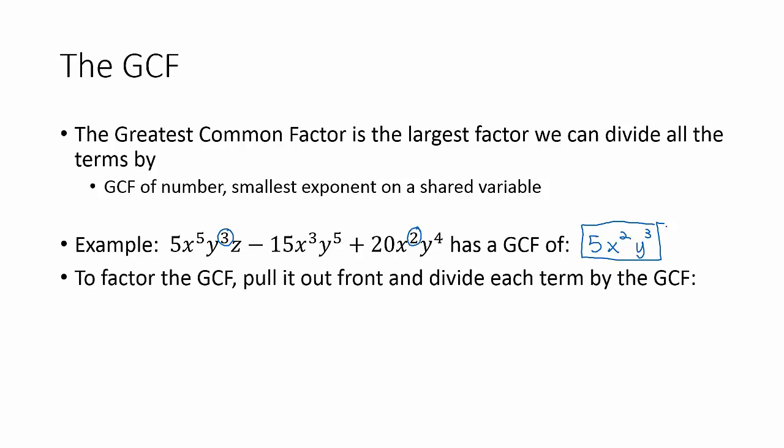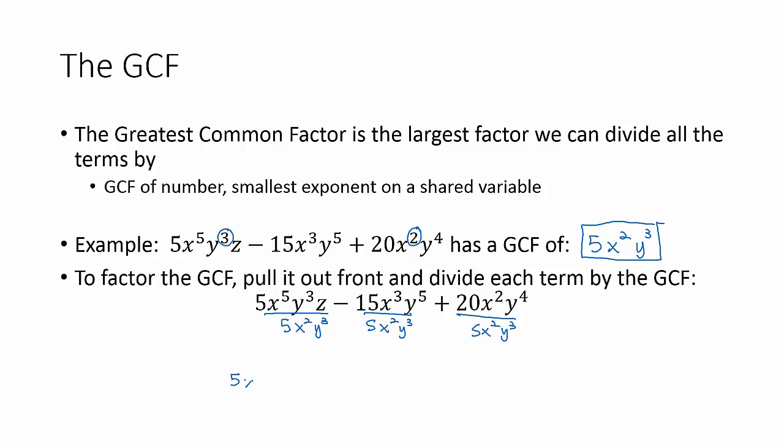Once we've identified that greatest common factor, we can actually factor it out by dividing each term by that greatest common factor. What we're really doing here is reverse distributing. Here's my original polynomial. We said the greatest common factor was 5x squared y cubed, so we can think about dividing each term by 5x squared y cubed. All the way across, dividing by 5x squared y cubed, and dividing by 5x squared y cubed. And what we're really doing is reverse distributing. We're pulling that 5x squared y cubed out in front of the parentheses to see what's left inside the parentheses.